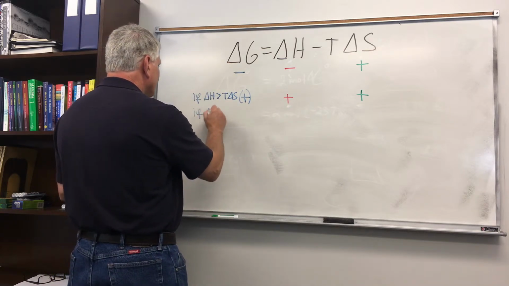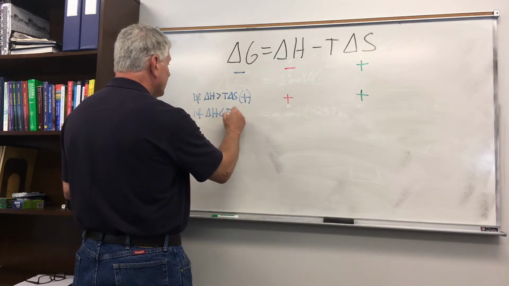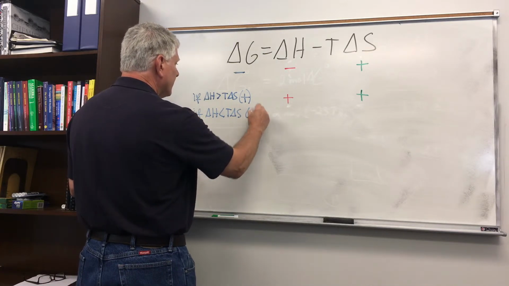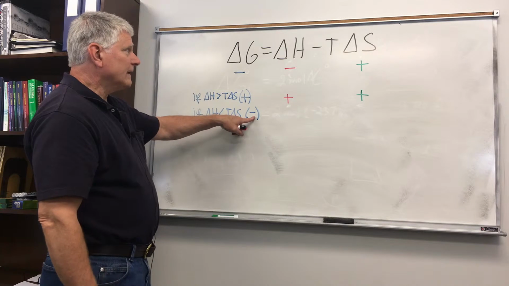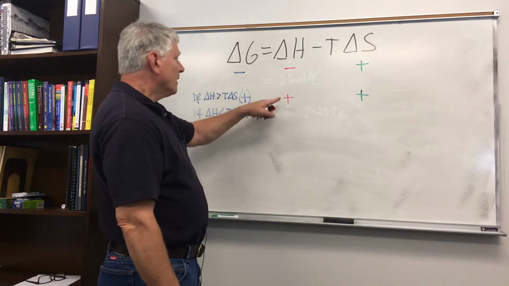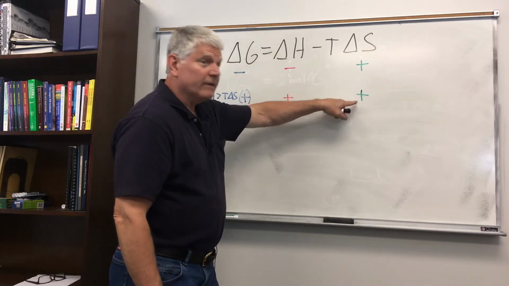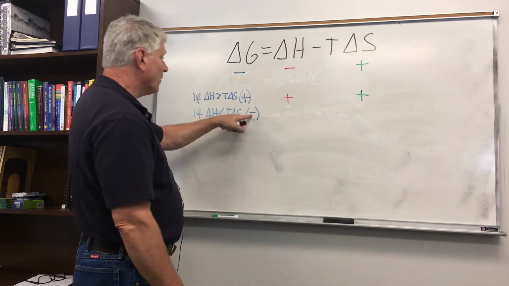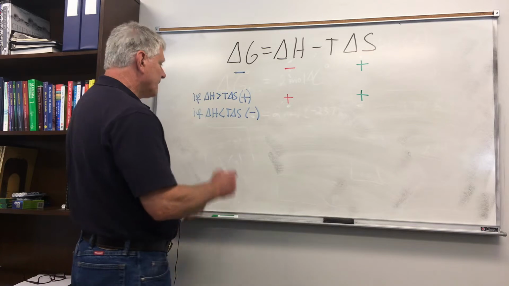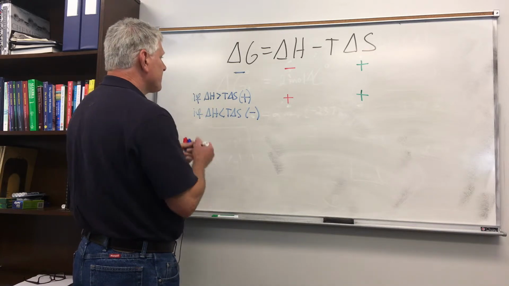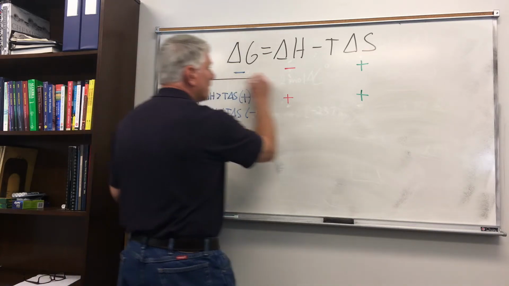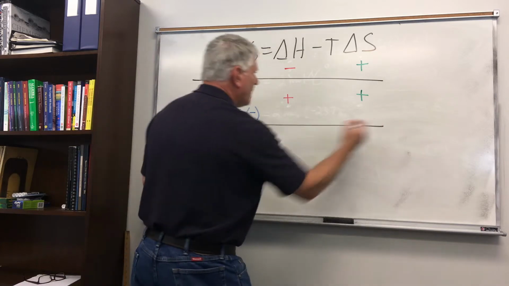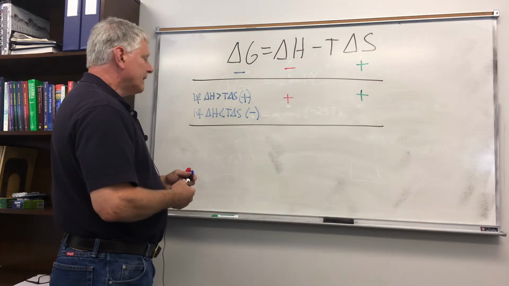But if delta H is less than T delta S, then delta G is going to be negative because I have a positive and a larger negative number, and so it will turn out to be negative overall, and so delta G will be spontaneous. So the reaction will be spontaneous.